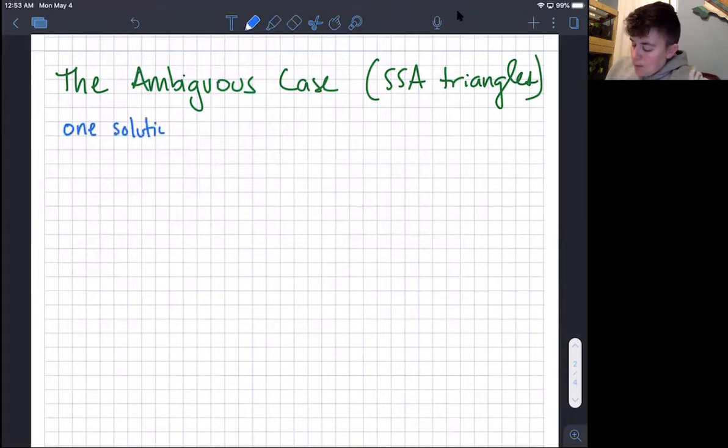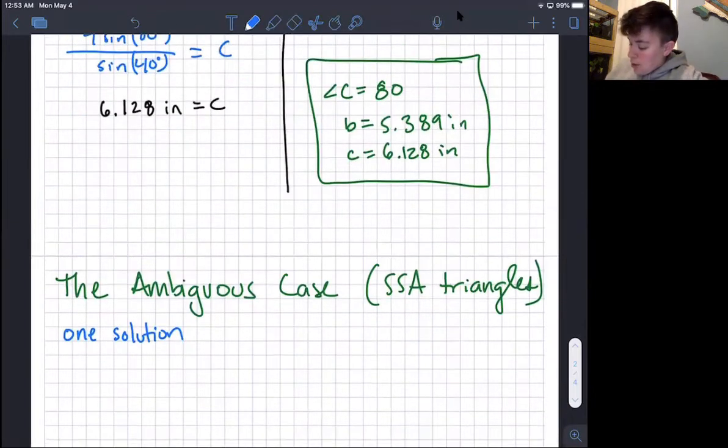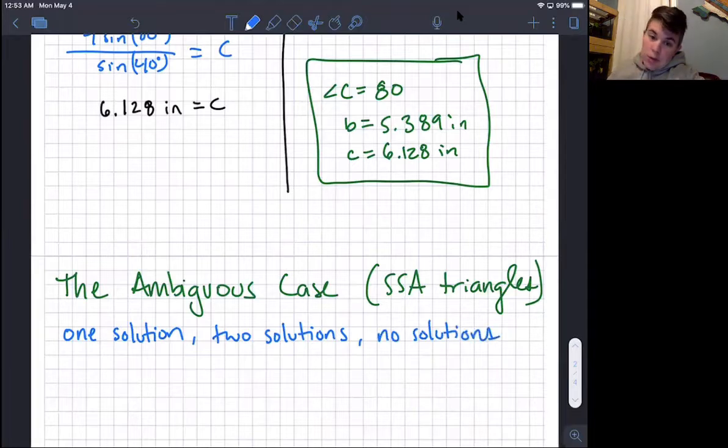What can happen is that we can have one solution, which is what we just had. We had one triangle that was possible with that information. We might have two solutions, two possible triangles that could result from the information we're given, or we might have no solution. We might have a bunch of information given to us and not even be able to make a triangle with it. So this is the ambiguous case, and it only happens with side-side angle triangles.